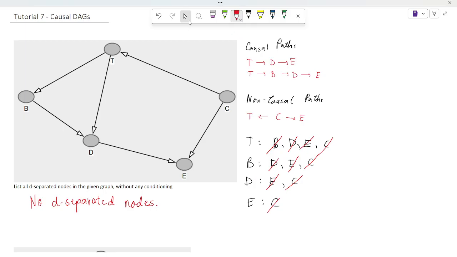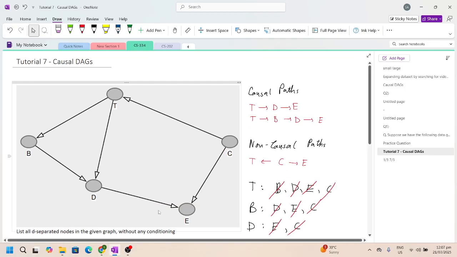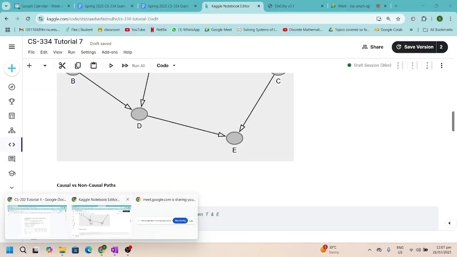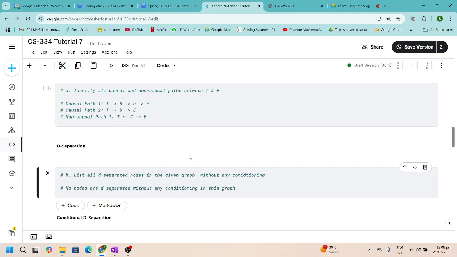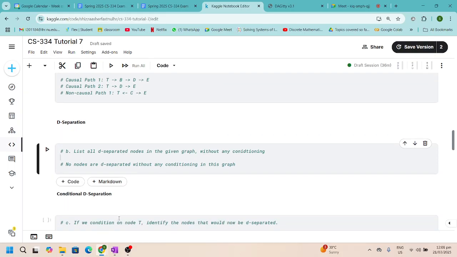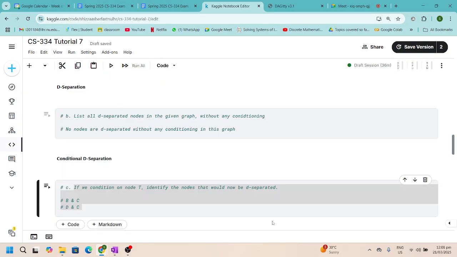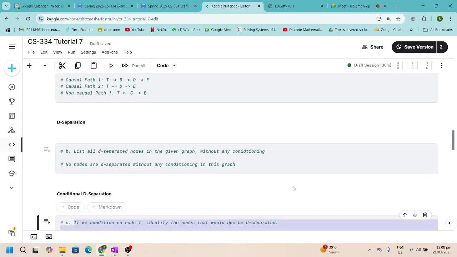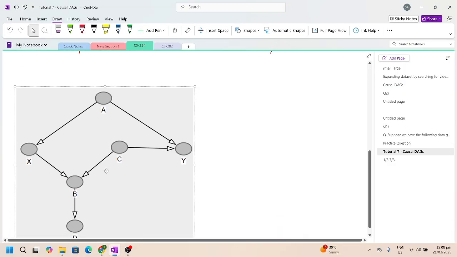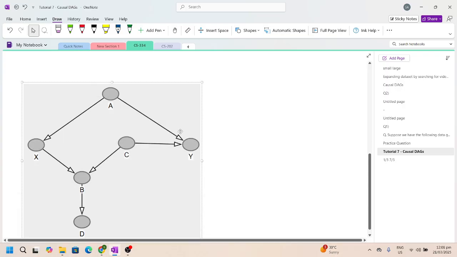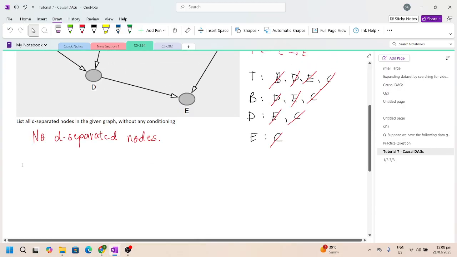So now we have done one question on simple d-separation. Now let's try and look at conditional d-separation as well. Conditional d-separation simply means that if you now condition on some node, do you have any d-separated nodes or not? Let me just add this over here. I'm going to move this next graph down. Actually, next we're going to be working on this as well.